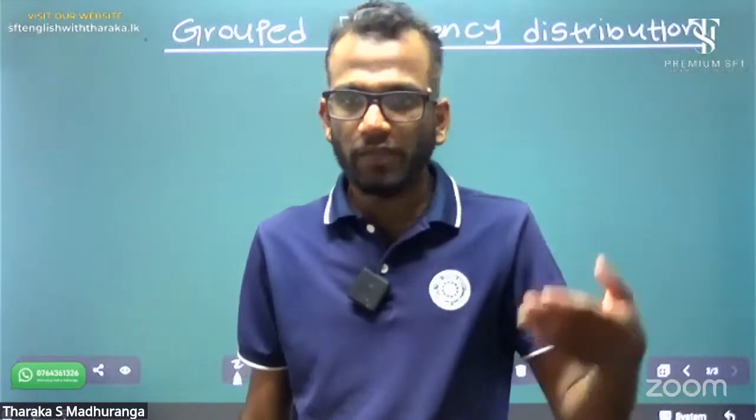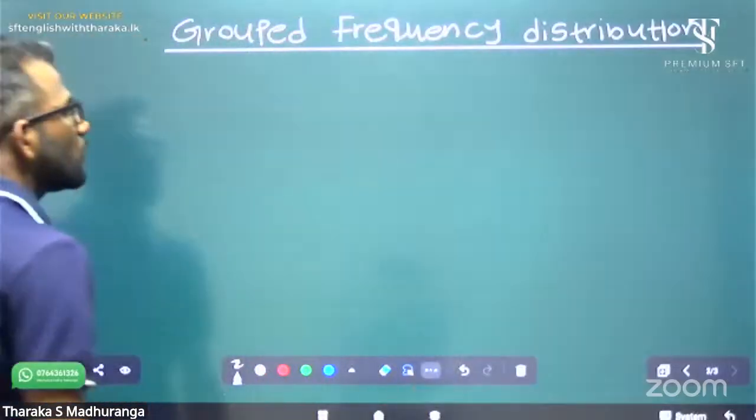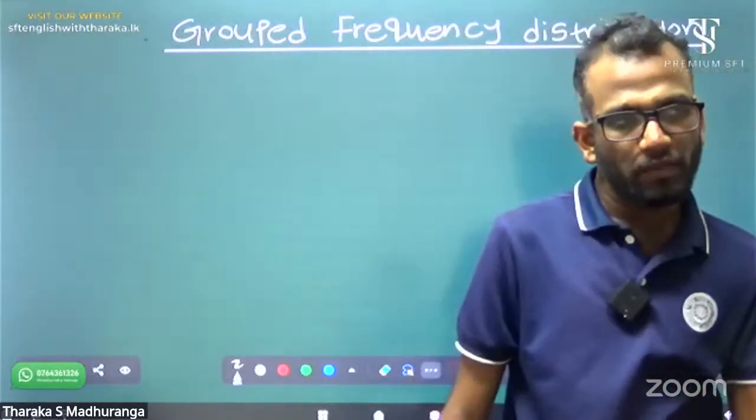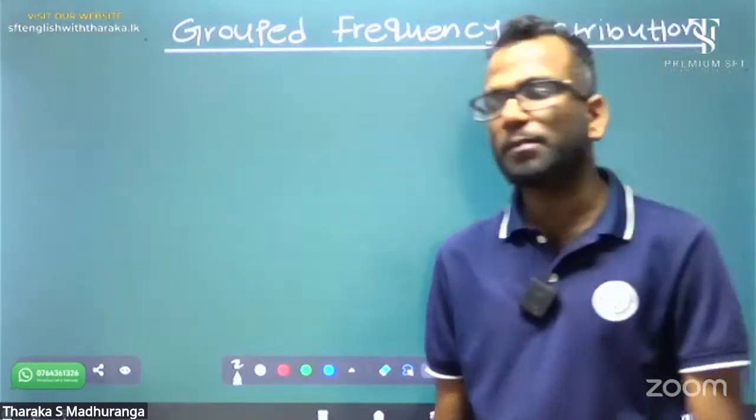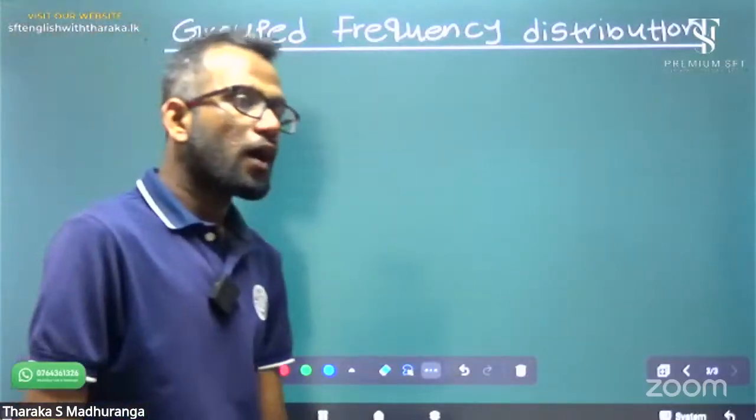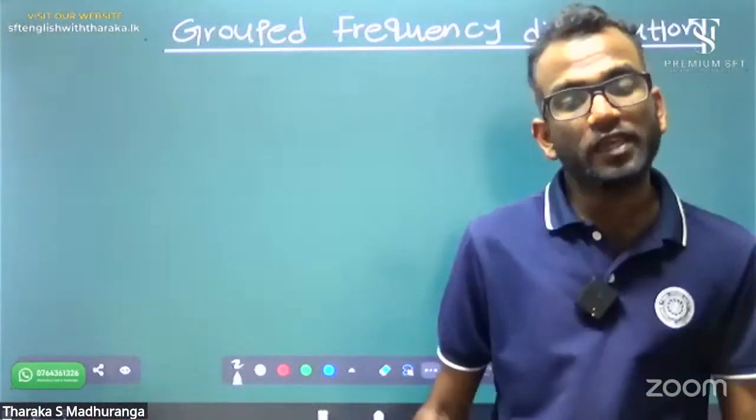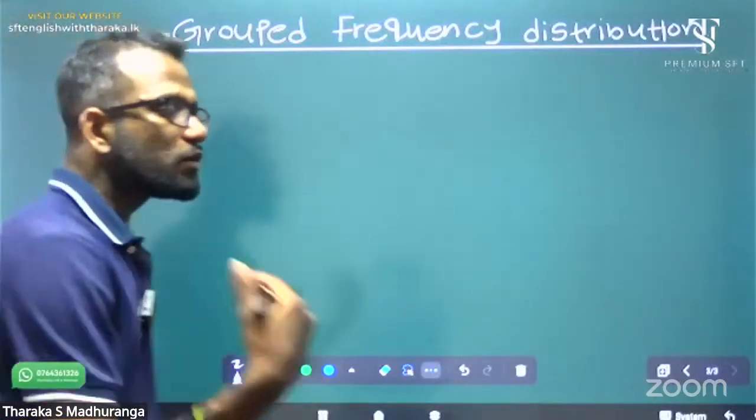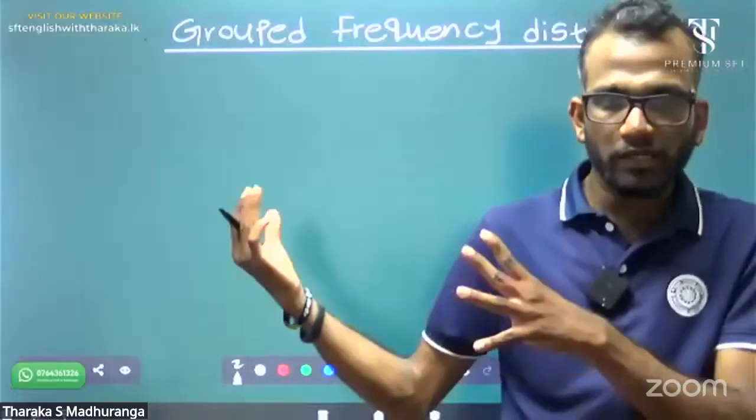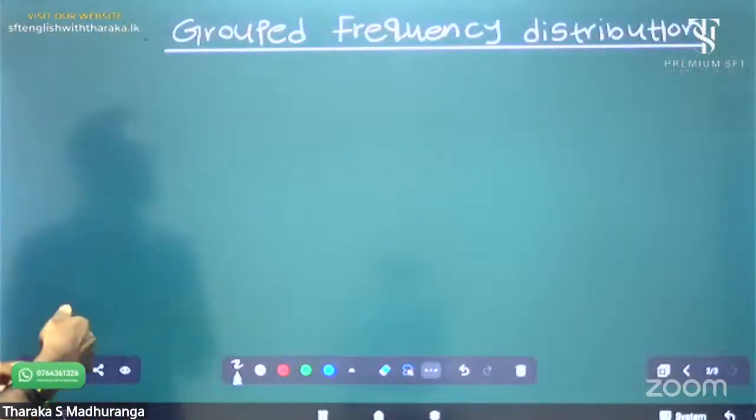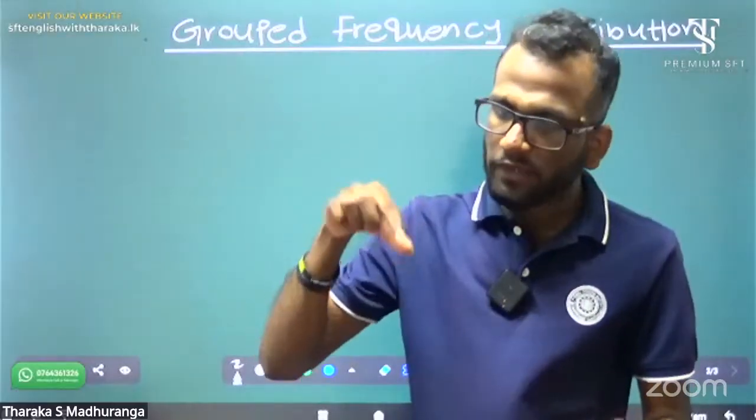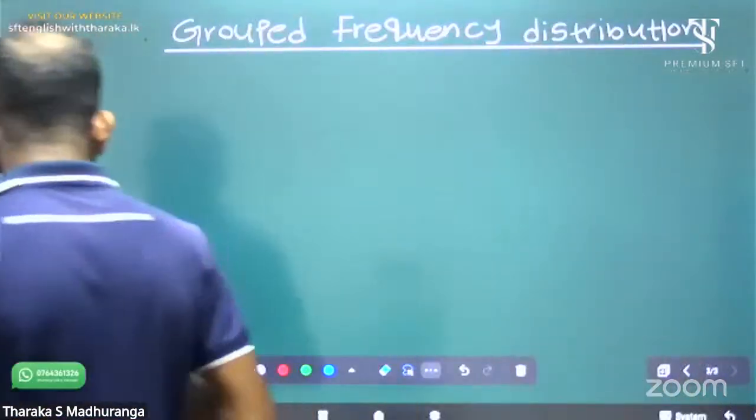That was the second step we completed now. When the data increases more than 35, 40, 50, or 100, it is very difficult to prepare an ungrouped frequency distribution table as well. That one is also difficult. Then what to do? We have another option: prepare the data as groups and make a distribution table, which we call a group frequency distribution table.